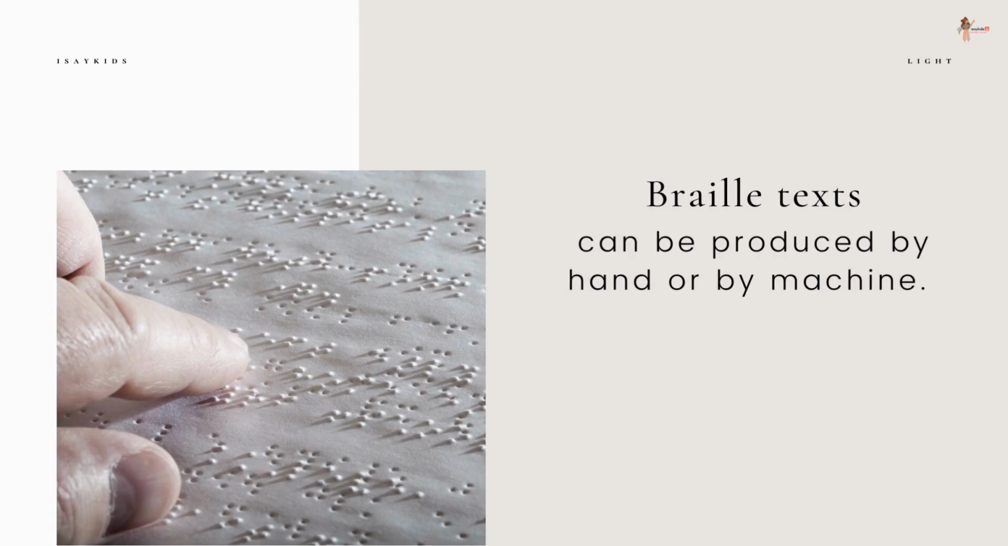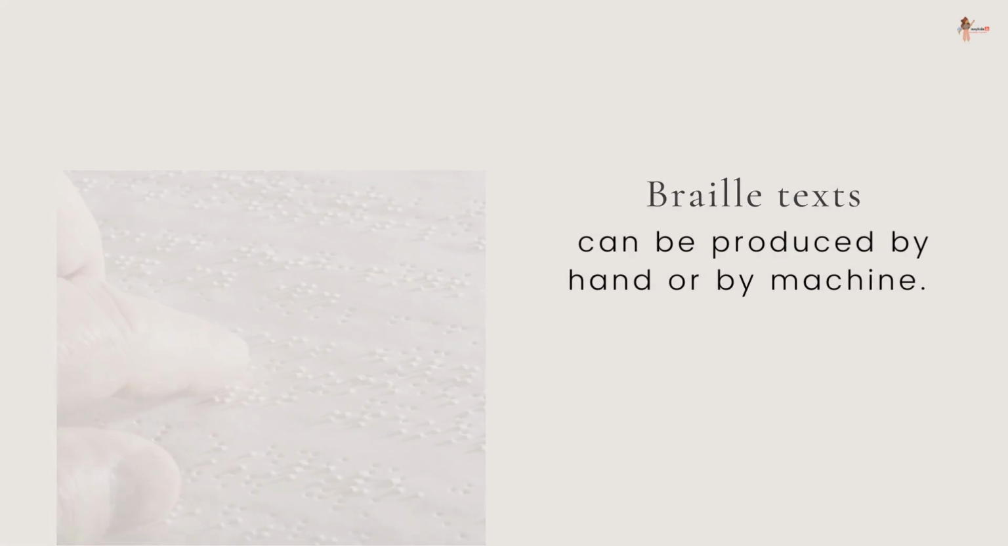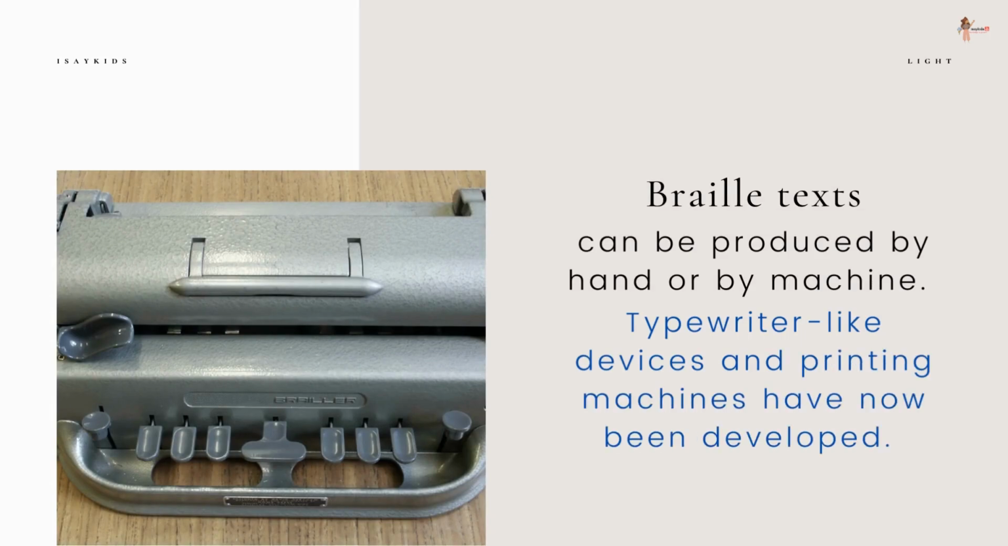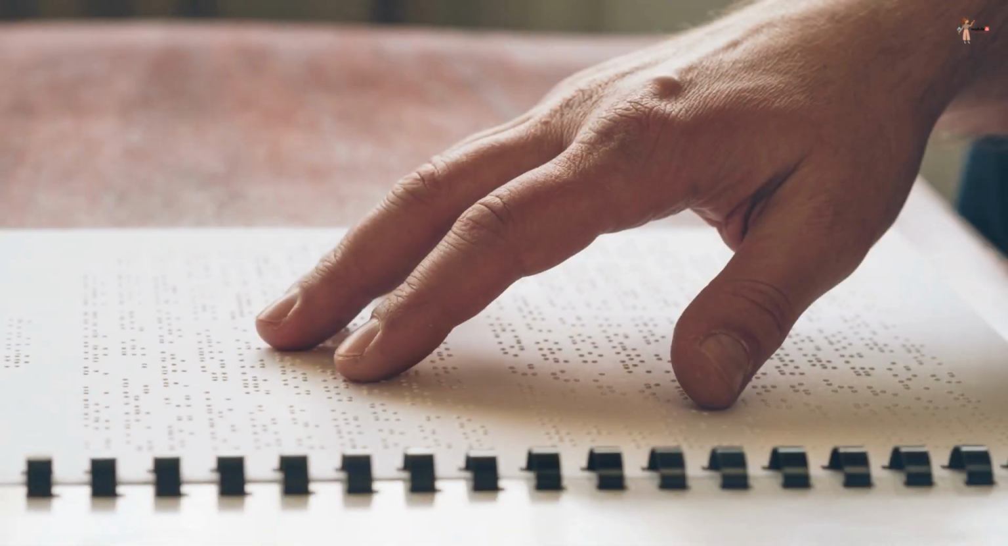Braille text can be produced by hand or by machine. Typewriter like devices and printing machines have now been developed. Some visually impaired Indians have great achievements to their credit.